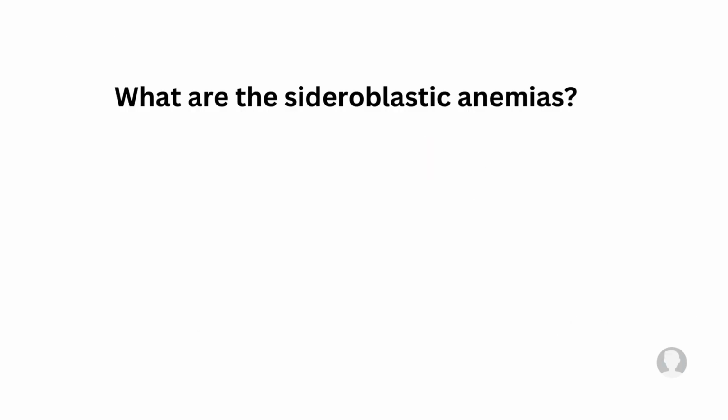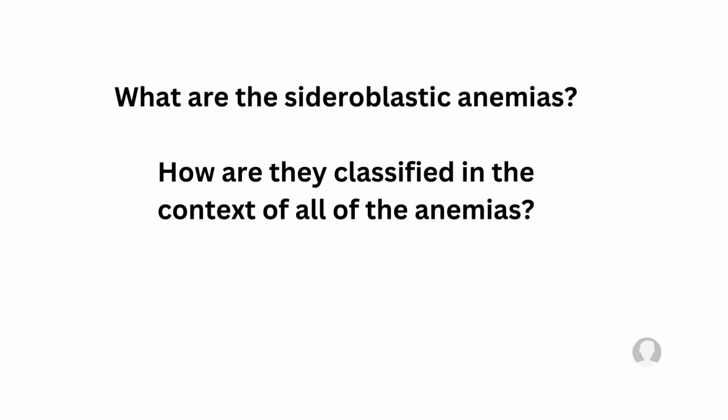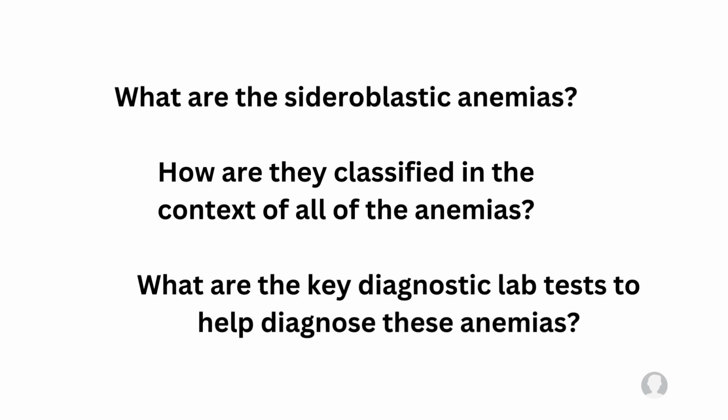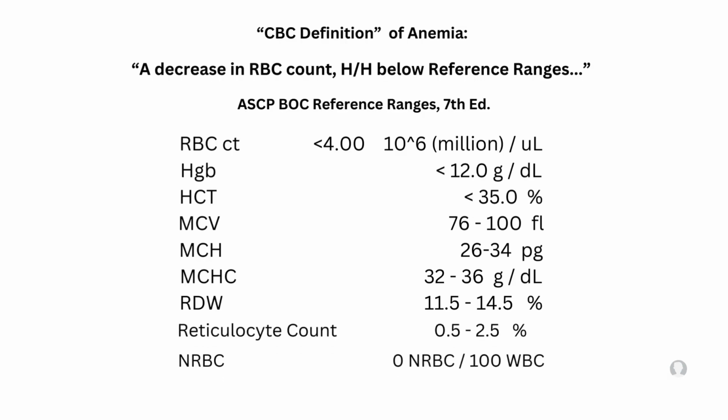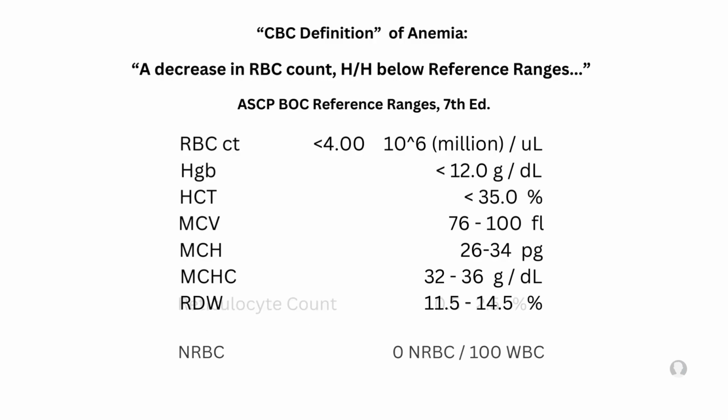What are the sideroblastic anemias? How are they classified in the context of all the anemias? What are the key diagnostic lab tests to help diagnose these anemias? We'll use the CBC definition of anemia, where there's a decrease in the red blood cell count, hemoglobin, hematocrit below reference ranges, and we'll use the ASCP Board of Certification reference ranges.